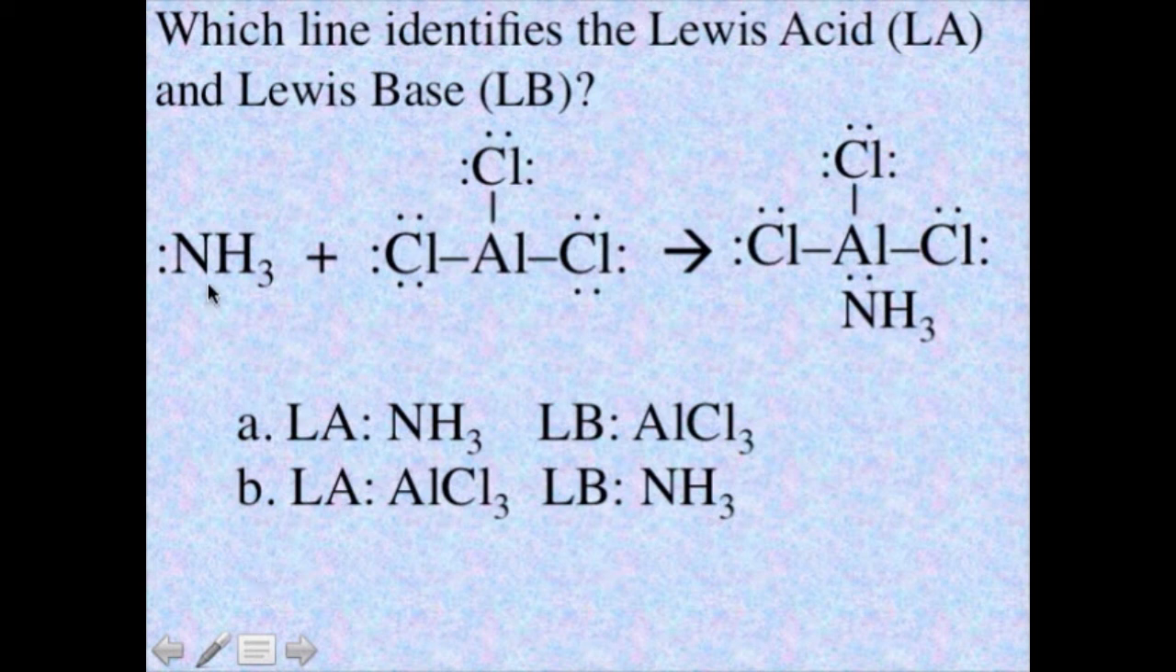Okay, ammonia still has a pair of electrons it is donating. That makes it a Lewis base. Aluminum has a space available for sharing a pair of electrons. That makes it a Lewis acid. So the Lewis acid is aluminum trichloride. The Lewis base is ammonia.